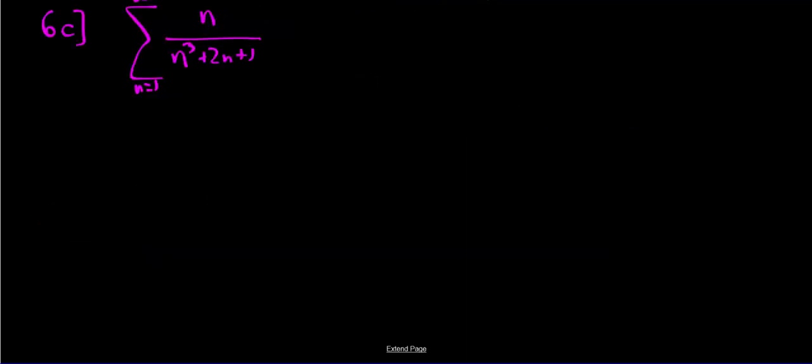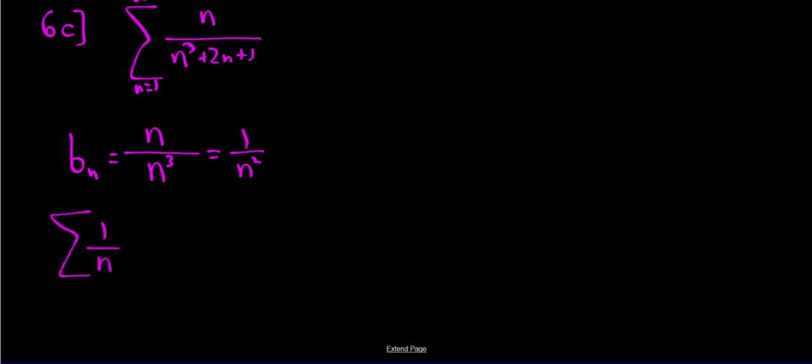Remember, with limit comparison, we find a b sub n. And the way we find that b sub n is we take the thing up top that's the most dominant and put it over the most dominant on the bottom, and we get 1 over n squared. Now, here we want to get something we know about its convergence. And in fact, we know that 1 over n squared converges, it's a p-series.